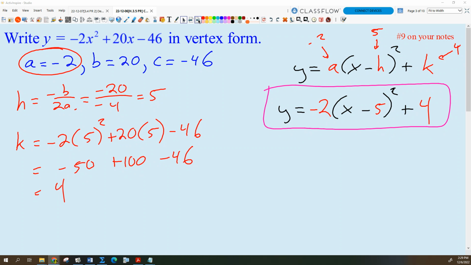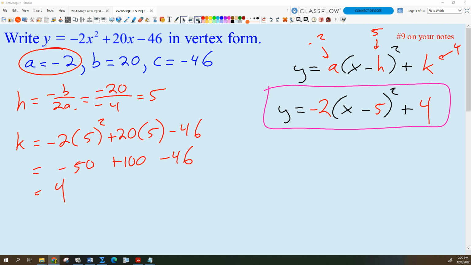Here's an example. Well, actually, we didn't do this one yesterday. We did the one before this, but here's what this one would look like if we just zip through this really fast. There's a quadratic function in standard form, ax squared plus bx plus c, where a is -2, b is 20, c is -46. So all I'd have to do is use my formula for h. H is -b over 2a, so that would be -20 over 2 times -2 is -4, -20 over -4 is 5. There's h.